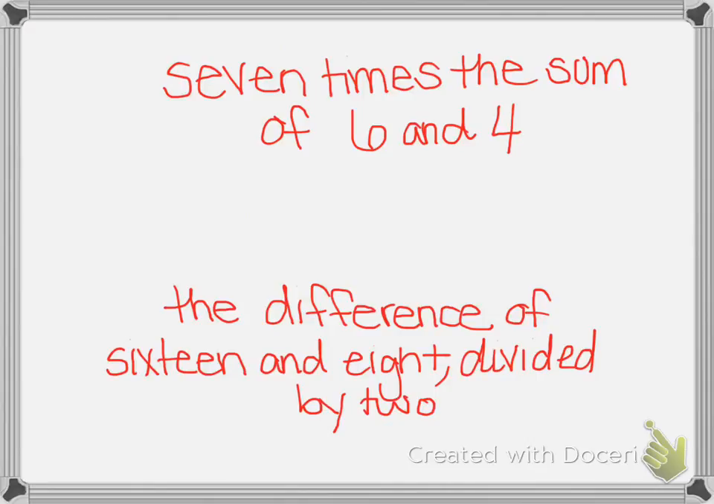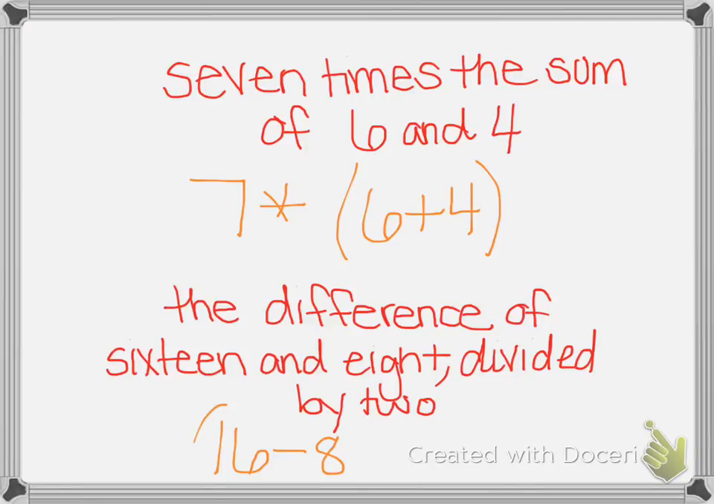Number 4 says write the following expression using numbers. 7 times the sum of 6 and 4, which means we need to do that sum first. So 6 plus 4. It doesn't say to solve, it just says write the expression, so we can leave it like that. The next one says the difference of 16 and 8 divided by 2. So we have to find the difference, or subtracting, of 16 and 8, and then we need to divide that by 2.